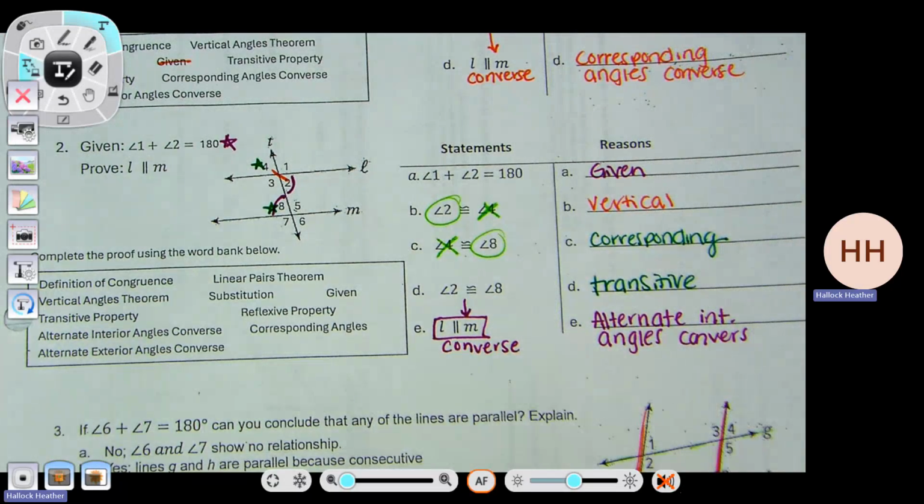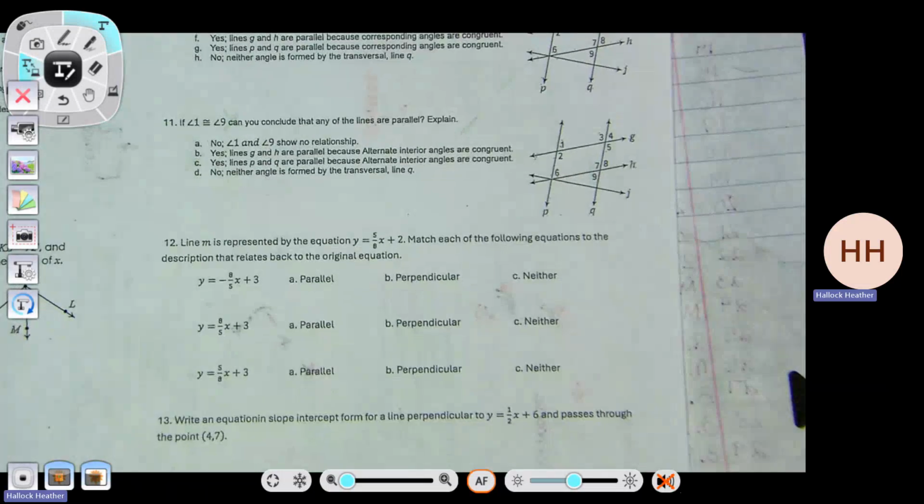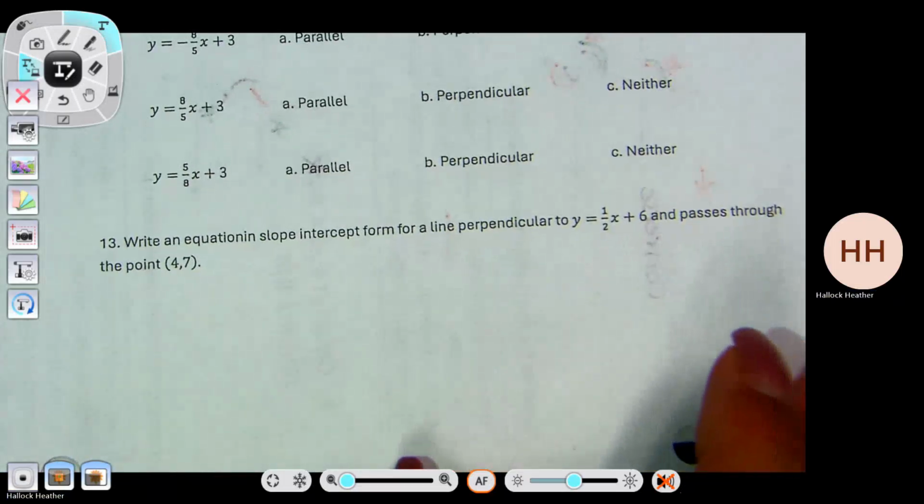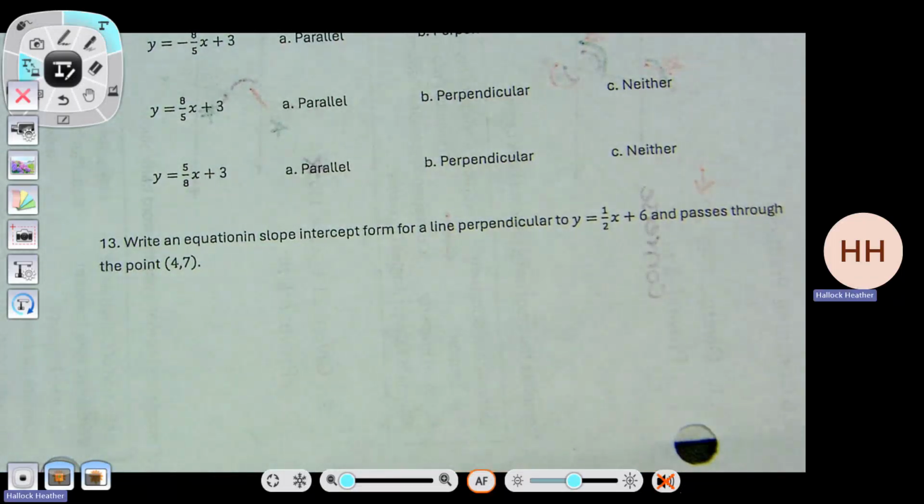Okay, so the whole front is done. Let's go to the back. On the back is basically a mix of literally everything. Let's do number 13 and then you guys can start working on these. 13, take a second, read it, process it, think about what you're gonna have to do. There's one of these on the test. Take a minute.